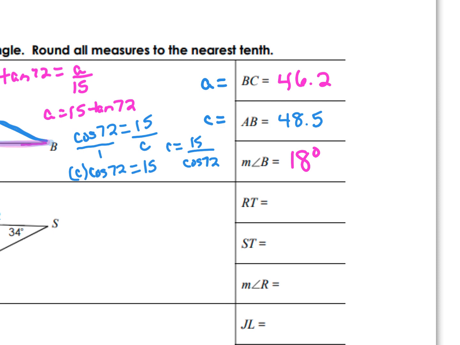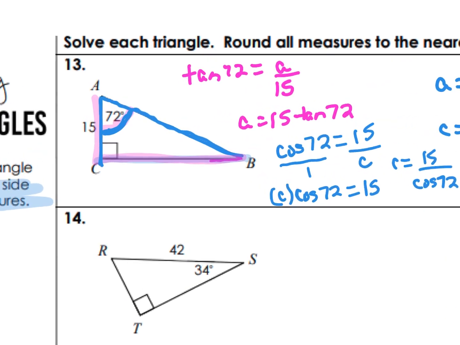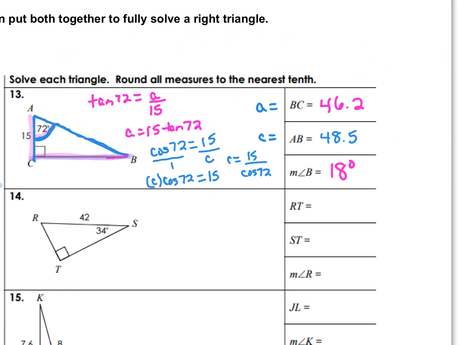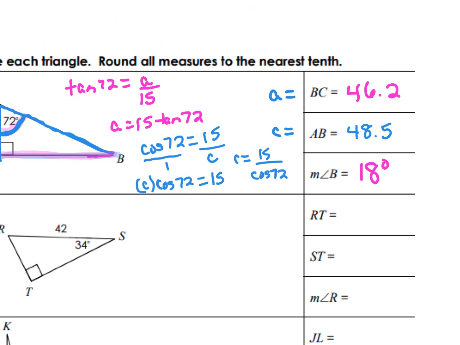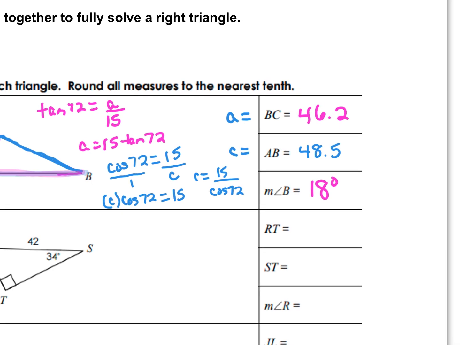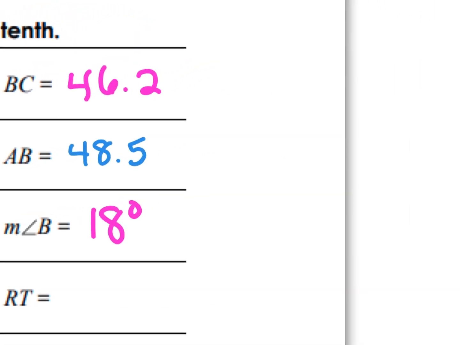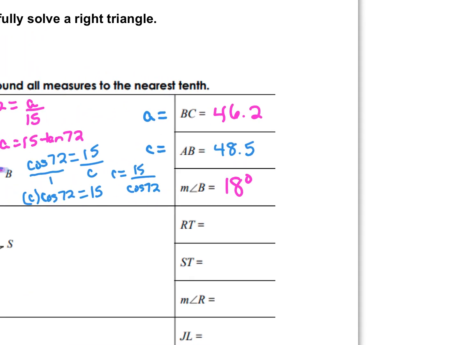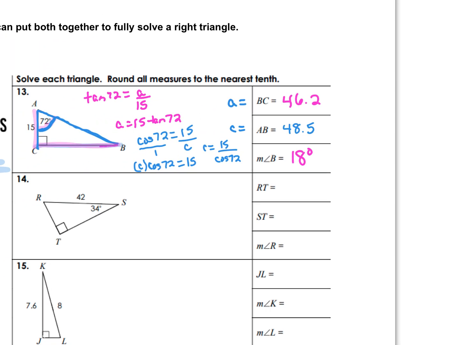I probably did it. Check your numbers again. So 15 squared plus 46.2 squared, and then take the square root of that. I would like to think it would be closer to 48.5 than that. Try that, what'd you get? Yeah, 48.5. Okay, so we're close, right? So that seems like that should be accurate.